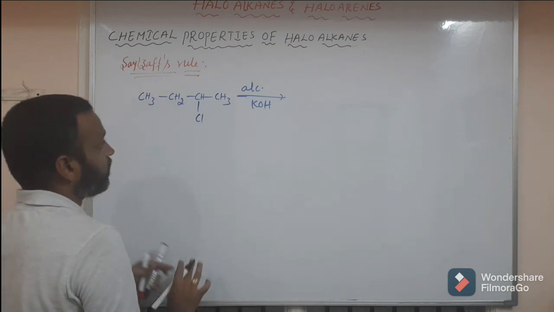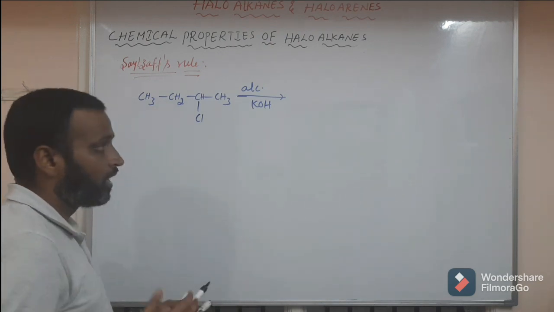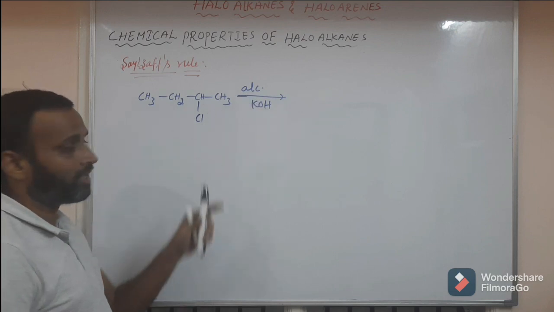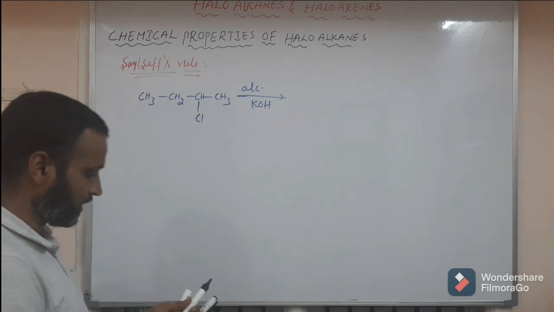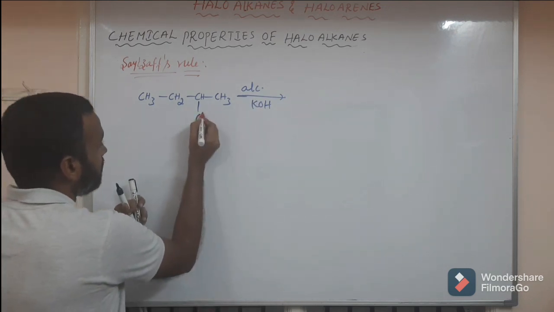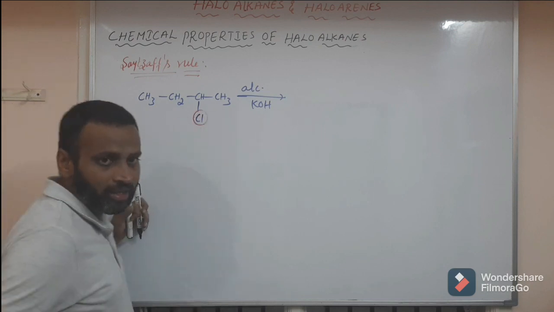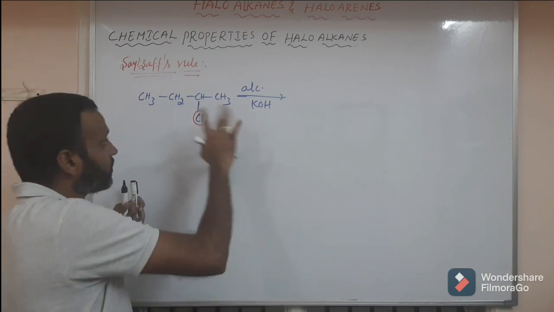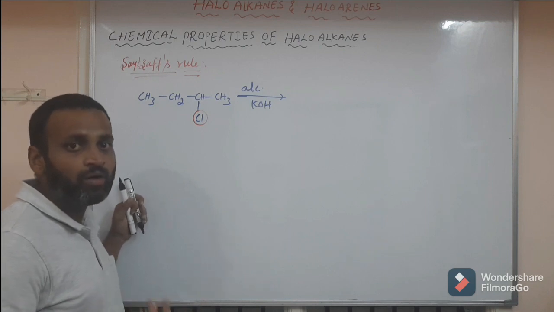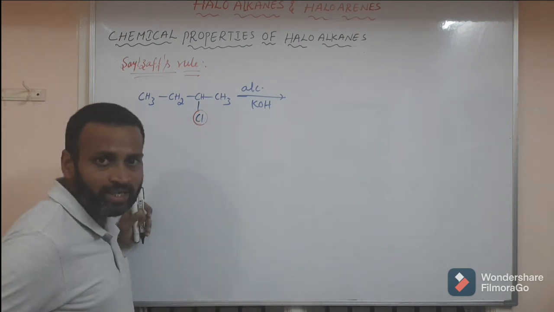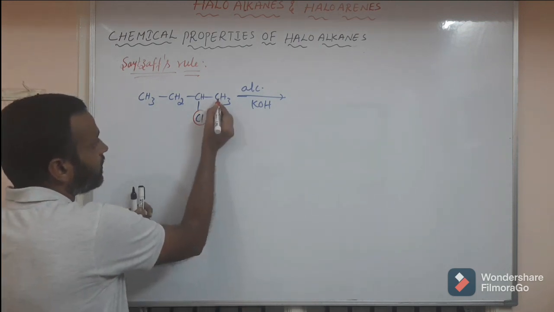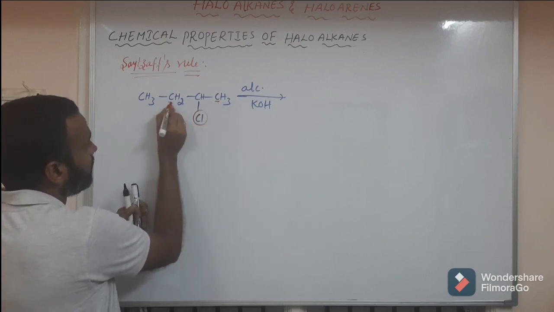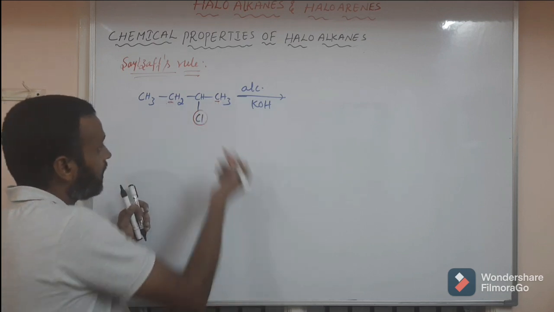Okay, so here what happened? As I said, when you are using alcoholic KOH, dehydrohalogenation takes place. So here you have chlorine. Chlorine we have to remove, with whom? With one of the hydrogens, from what carbon? From the adjacent carbon. Adjacent carbons you have two. This is one adjacent carbon and this is another adjacent carbon.